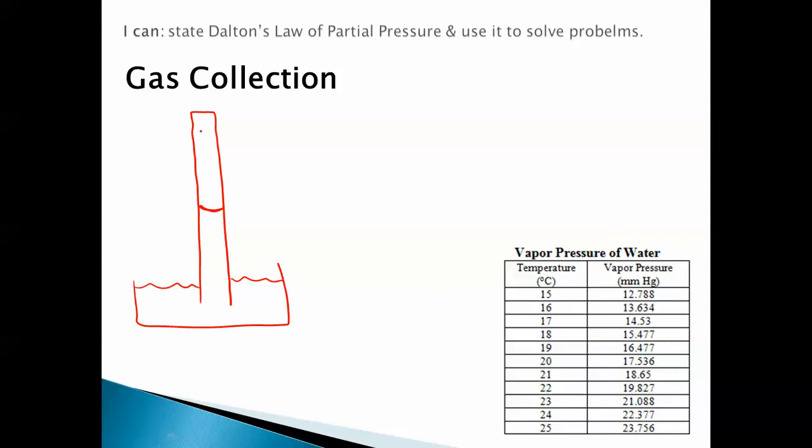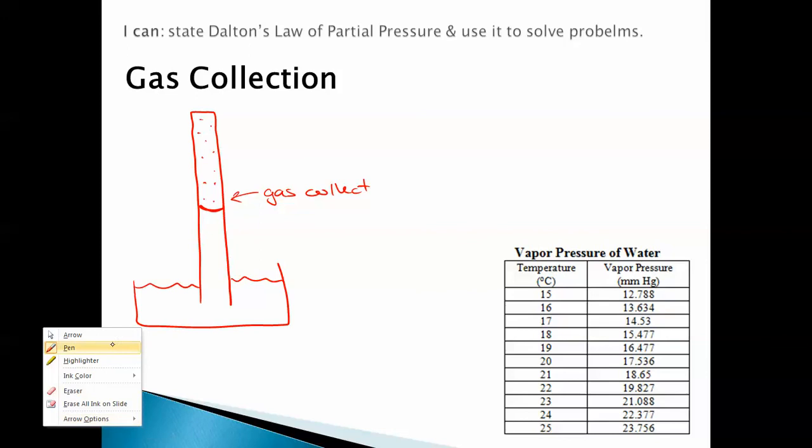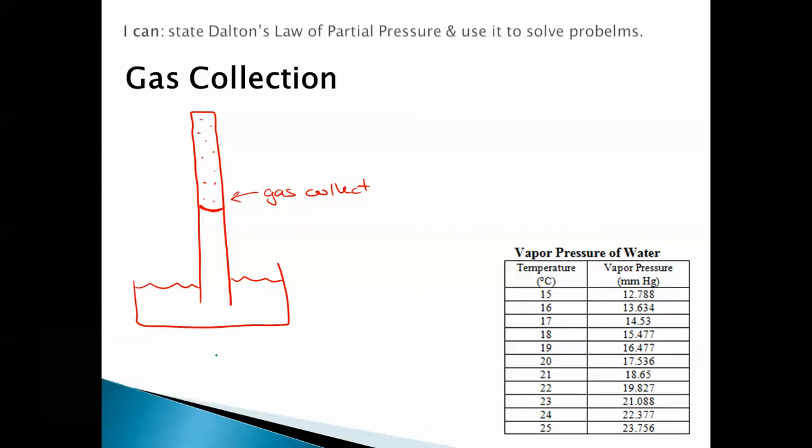So basically up here we have a bunch of our gas particles of whatever gas it was that we were interested in. So the gas that we wanted to collect is going to be up here. But the problem is that we don't just have the gas that we want to collect up there. We also have other gas particles up here. And these gas particles are actually water vapor. All right, so that's going to be our water vapor.